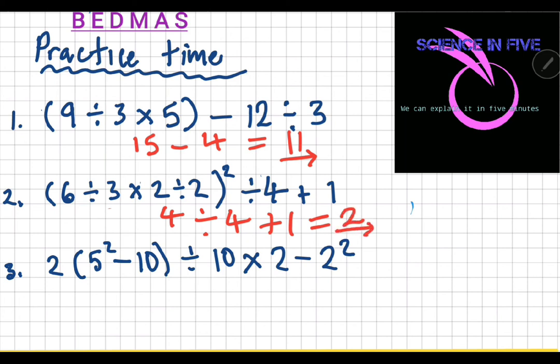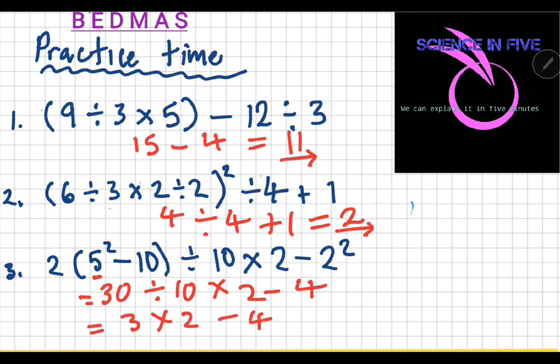1 plus 1, answer of 2. Number 3, bracket first. 5 squared is 25, minus 10 is 15. Okay, 15 times 2 becomes 30. And then there's a 2 squared becomes 4. What's 30 divided by 10? Becomes 3. So this becomes 3 times 2 minus 4. 3 times 2 is 6. 6 minus 4 equals 2.